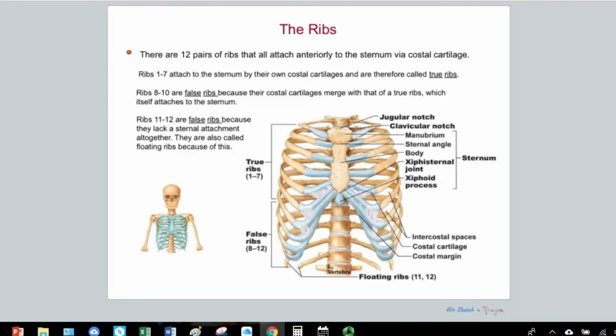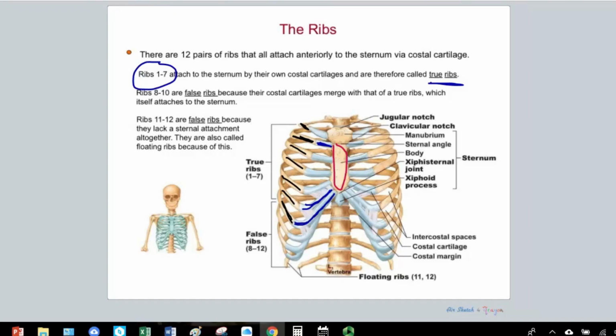Okay, then we have the ribs, and there's 12 pairs of ribs that all attach anteriorly to the sternum via these costal cartilages right here. Now, ribs 1 through 7 are called true ribs, and this is because they each have their own costal cartilage. So what does that mean? Here's a rib, and here it has its own costal cartilage, which attaches it to the sternum. Same goes for rib 1, rib 2, 3, 4, 5, 6, and 7.